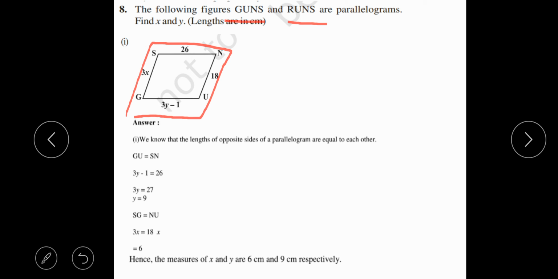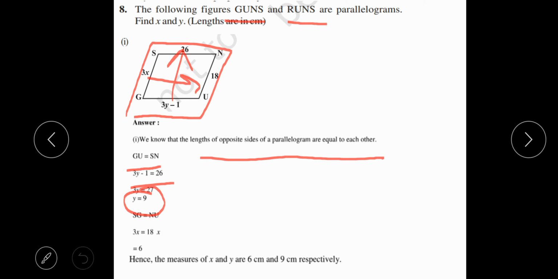Now here again we have to use the same property. As we know, the lengths of the opposite sides of a parallelogram are equal to each other. If they are equal, it means GU is equal to SN, this is equal to this one, and this side is equal to this one. So GU is equal to SN, it means 3y minus 1 is equal to 26. Then find the value of y. y is equal to 9.